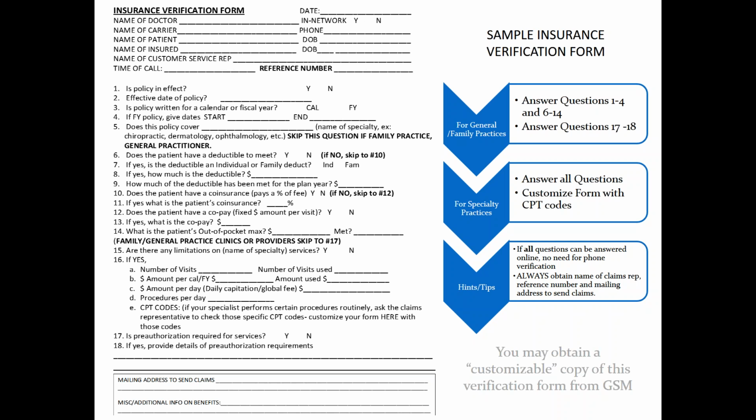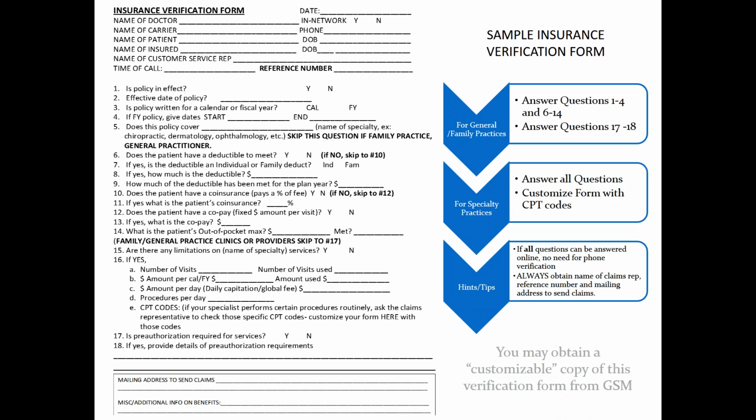If it's a family or general practice, you would then skip down to number 17. But if not, if it's a specialist that you're working with, then you would look and ask for limitations on the service. So you would ask, are there any limitations on chiropractic services? And if there are, then you would need to indicate what those limitations are, whether it's a visit limit or a dollar amount per calendar year.